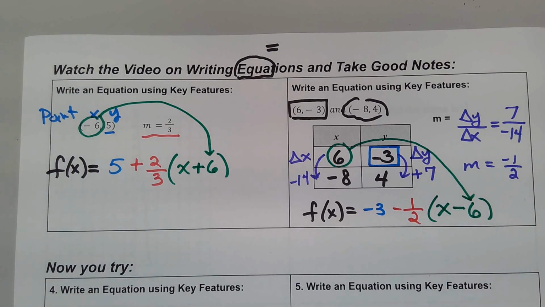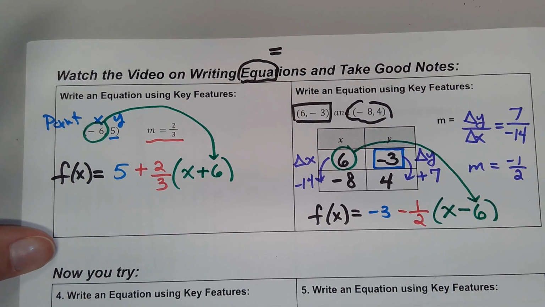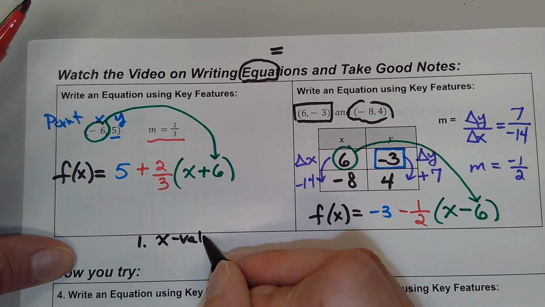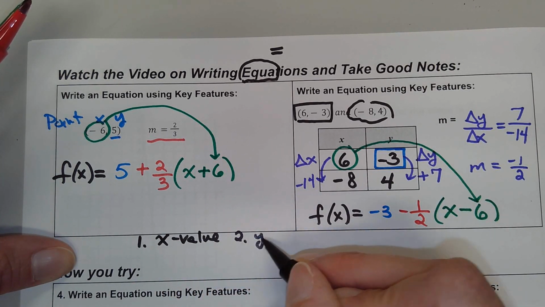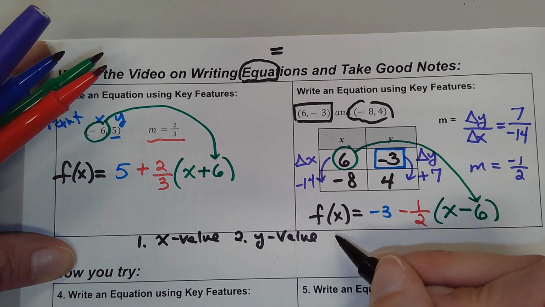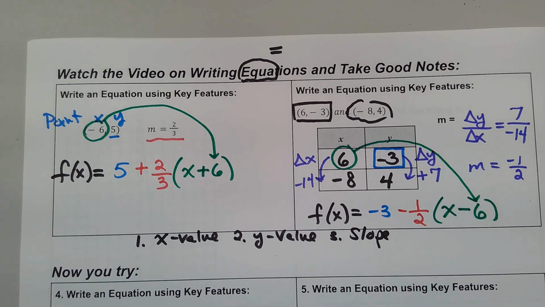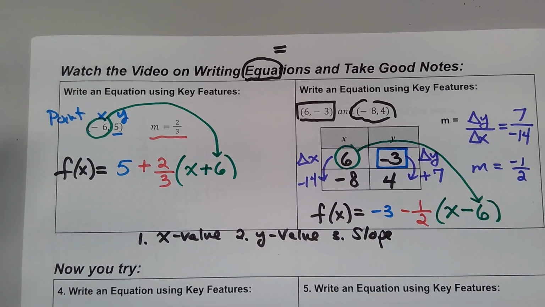In order to write an equation, there's 3 things you need to know, okay? You need to know an x value. You need to know a y value. And you need to know the slope. If you're given those 3 things, you can make the equation. Please try writing some equations.